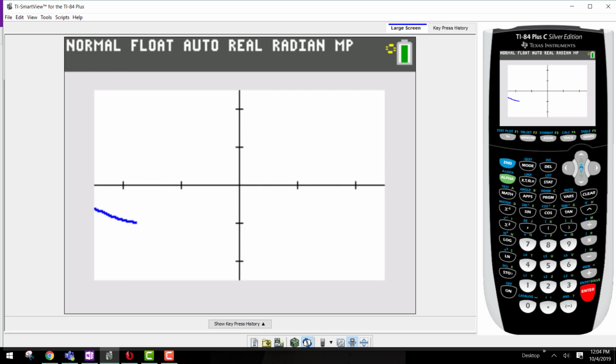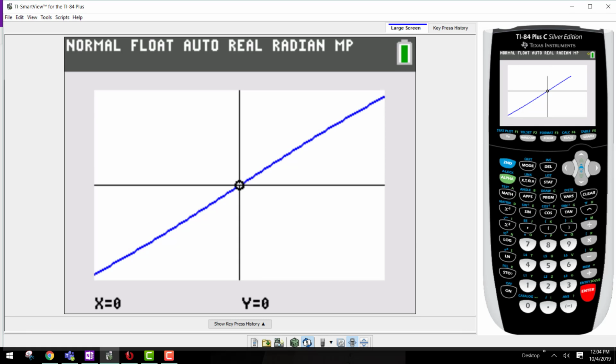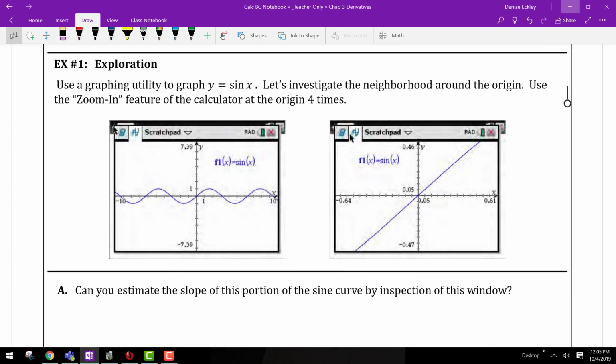I hit 1, hit enter, and you see it still doesn't really look linear. So let me do that again. Let me hit enter again, and it's looking a little more linear. That looks pretty linear actually. Let me hit it one more time, and it really, really looks like a line. Then what we're going to do is estimate the slope of this portion of the sine curve by inspection of this window.